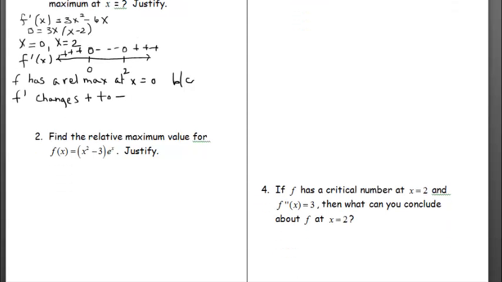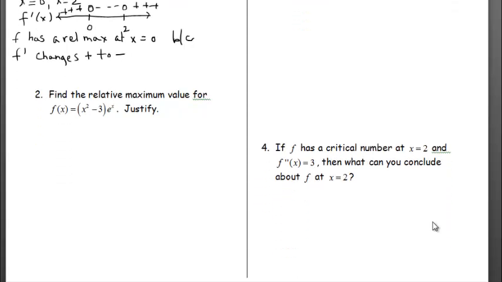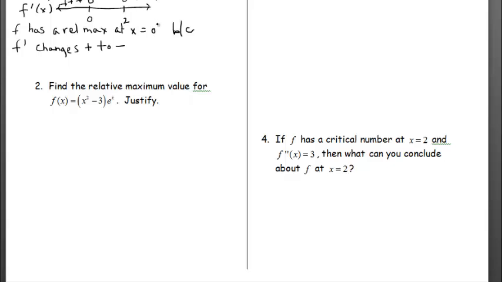All right, look at question number 2. It says find the relative maximum value. Unlike question number 1 where it says it has a relative maximum at x equals, this is the word we want to pay attention to. That's actually a y value. So we're going to have to find the x coordinate, and then after we find the x coordinate of the relative max, we're going to have to plug that x coordinate into the original equation to find the y value.